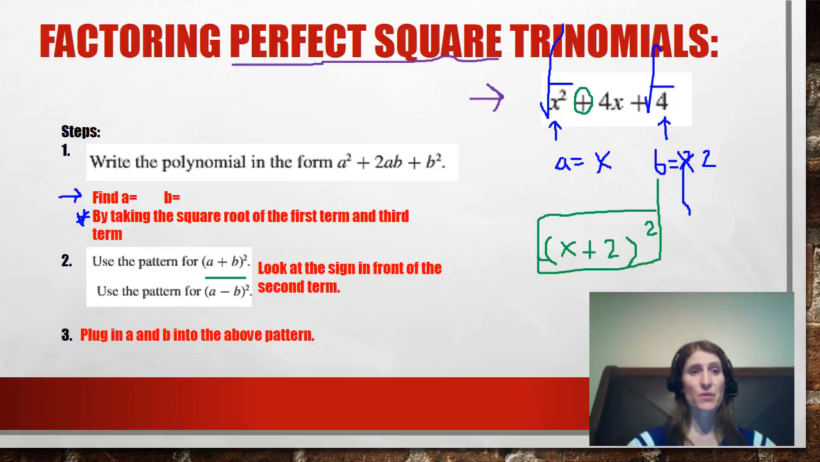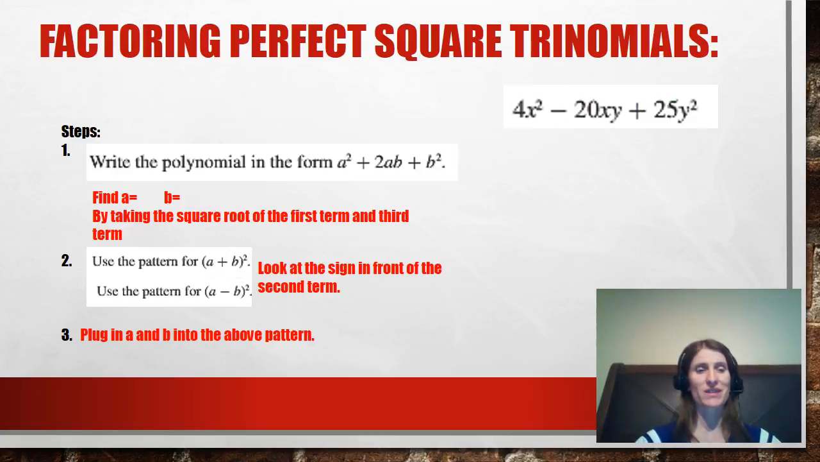So then if I look at one maybe with a subtract sign, let's do this again. This time, I see that I have a few different things. First of all, I see that I have variables here, and I have a number in front of this x. Okay, but that's okay. We're still going to find what A equals and what B equals. And we're still going to take the square root. And like I said, this is a perfect square trinomial, so it will produce a perfect square root.